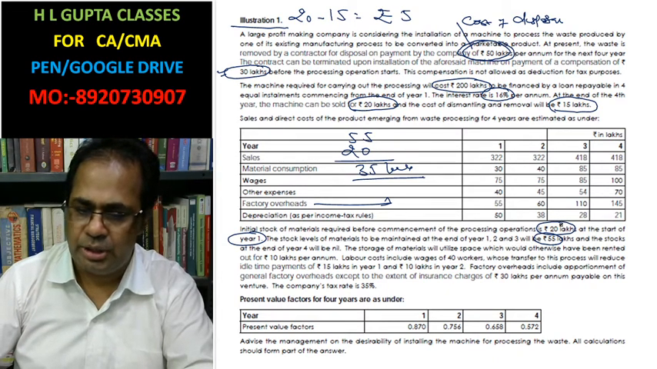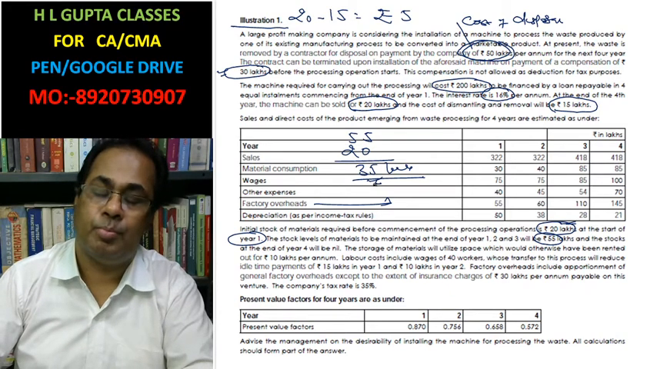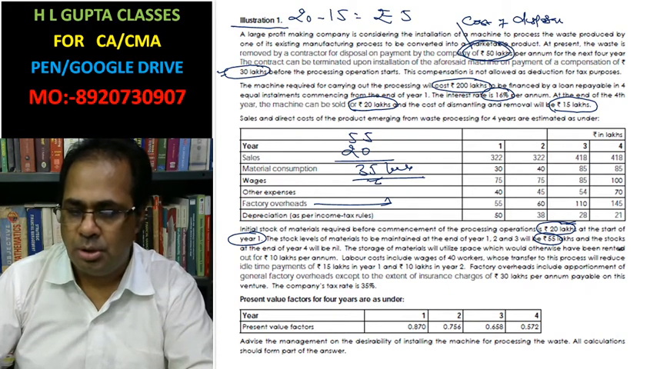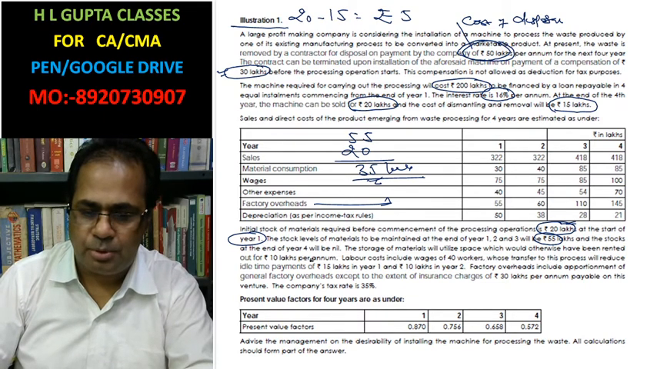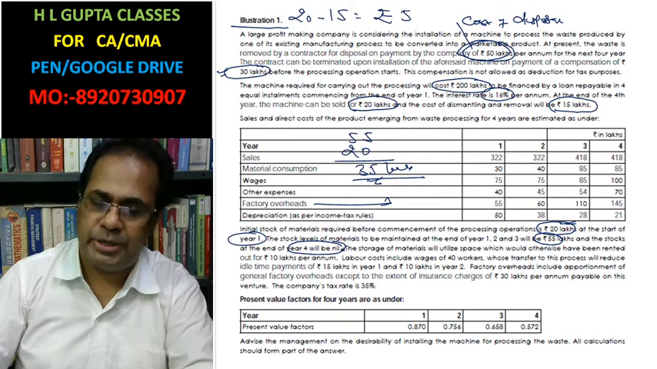This is year 0, and this is year 1, 2, 3 with 55 lakh. It means 35 lakh you have to introduce as further material stock, and the stock at the end of the 4th year will be nil. This means the material has already been used.